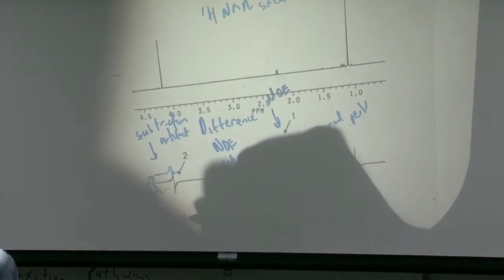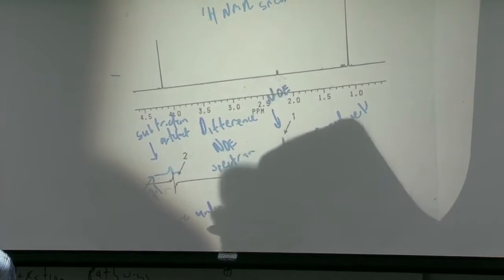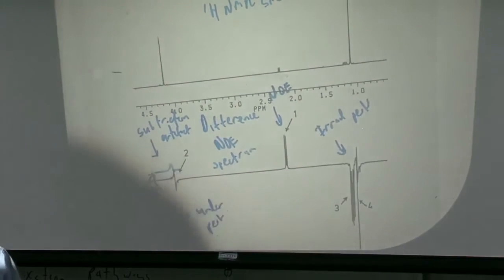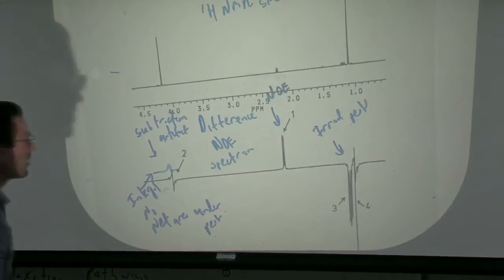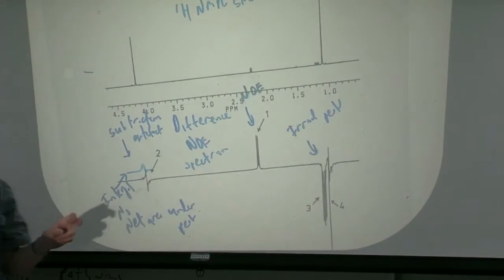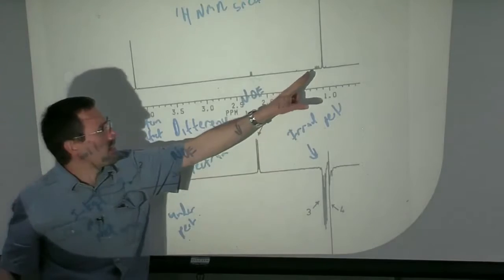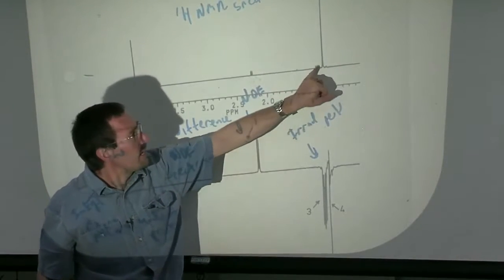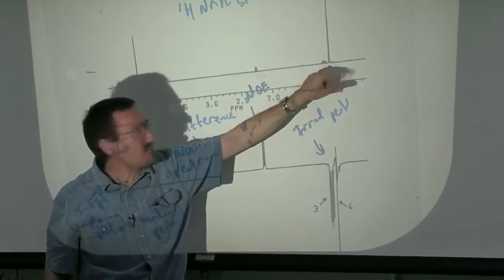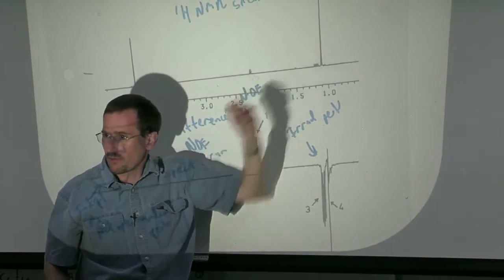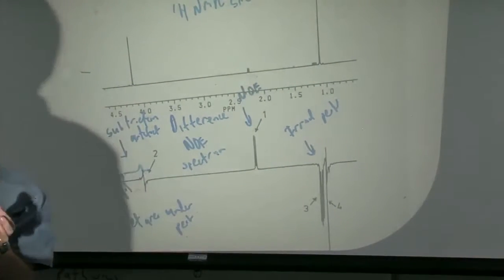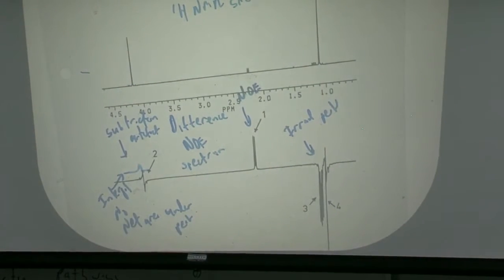Now, one of the challenges in any sort of one-dimensional NOE experiment is selectively hitting this peak here, because you're trying to hit all of the lines of this peak without hitting this peak. And when peaks are maybe a tenth of a ppm apart, it's hard to do that.